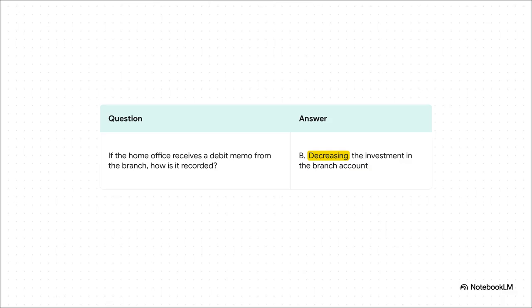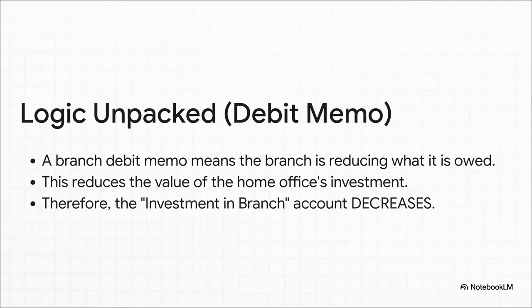Hey, if you got that right, high five. You are already getting the logic. So let's unpack why that is so it really sinks in. When a branch sends a debit memo, it's basically saying, hey, home office, you owe us less now. Maybe the branch returned some inventory or something. So from the home office's perspective, its investment in that branch literally just dropped in value. It makes total sense, right? Branch debit memo means the investment account decreases.